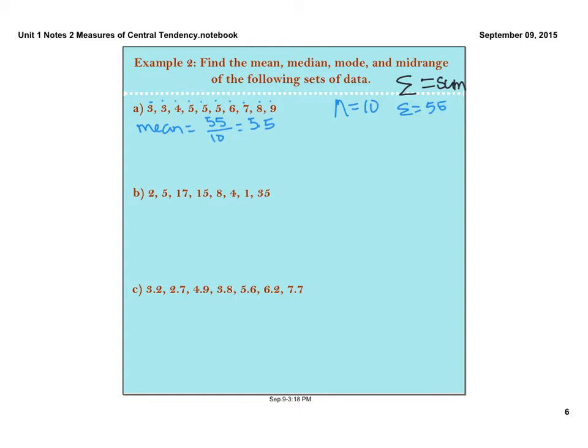Okay, so we have calculated the mean. We have a mean of 5.5. Now let's do the median. So if I'm going to look at the median of this data set, that means I need to make sure the data set is in order. And when I look from start to finish, it is 3, 3, 4, 5, 5, 5, 6, 7, 8, 9. So I have an even number of digits here. The middle of my data set is going to be between the 5th and the 6th digit.